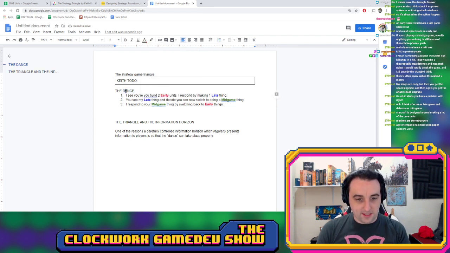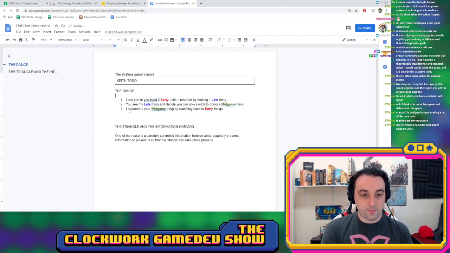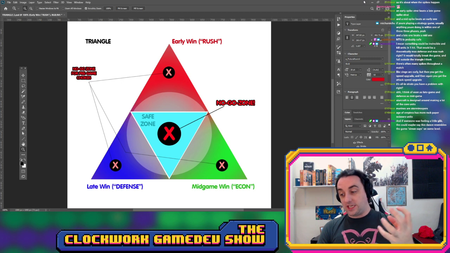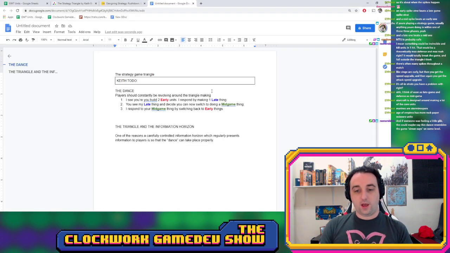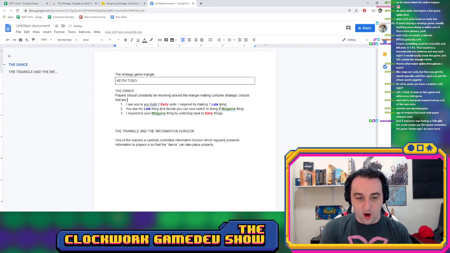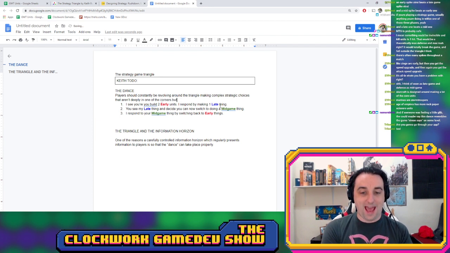So that's the kind of dance, and this should be happening. Players should constantly be revolving around the triangle. Also, they should never be doing something like hard econ and hard defense, making complex strategic choices that aren't deeply in one of the corners, but have biases towards a corner.